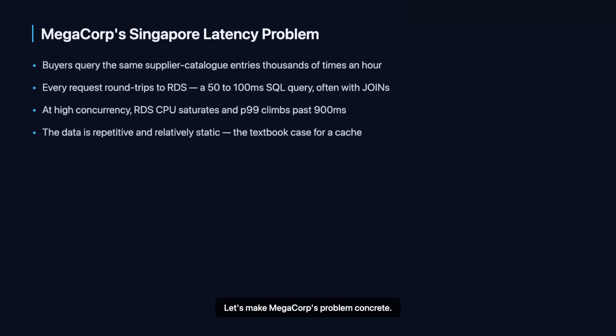Let's make MegaCorp's problem concrete. Thousands of buyers hit the same supplier catalog entries every hour, and every one of those requests round trips to RDS. That's a structured query language query taking 50 to 100 milliseconds, often joining several tables together. Now stack up hundreds of those at once. The database's CPU saturates, requests queue behind each other, and tail latency blows past 900 milliseconds. Here's the key insight though. The data is repetitive and barely changes between requests. That's the textbook signal for a cache.